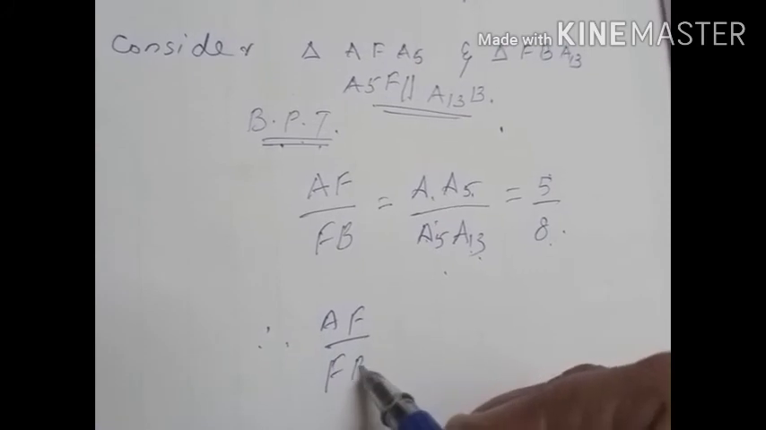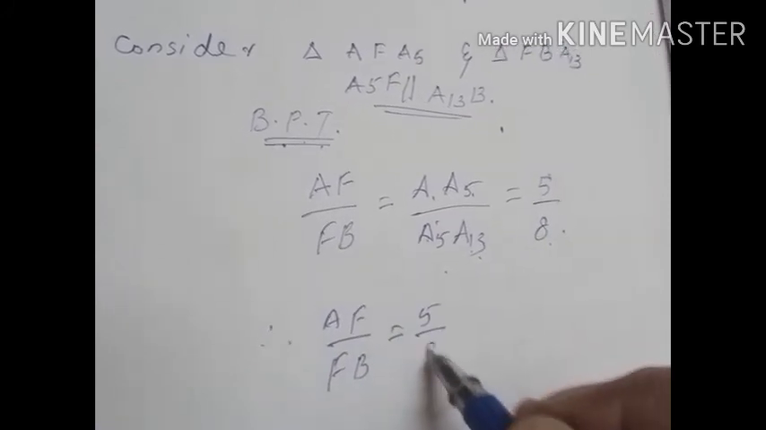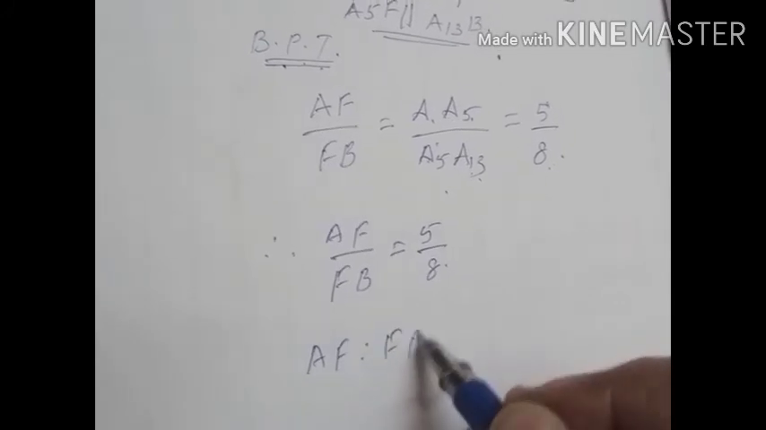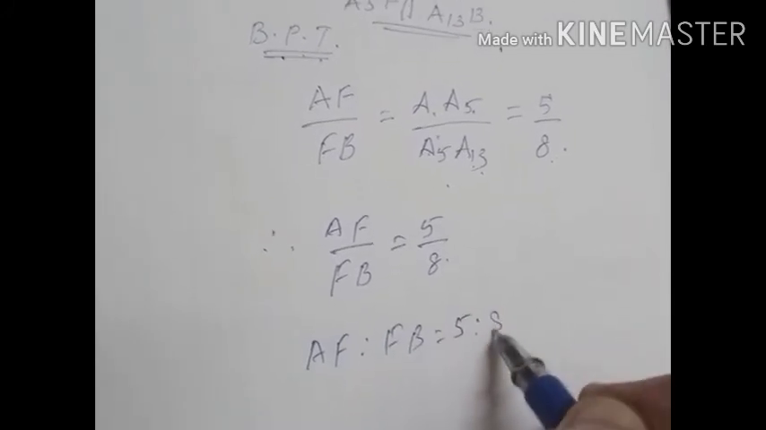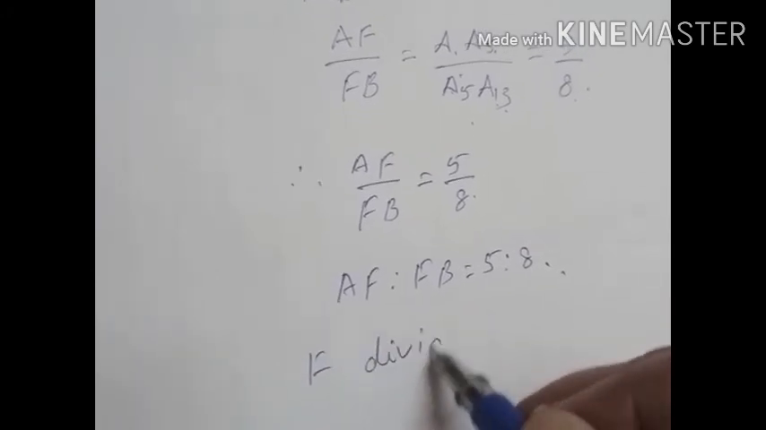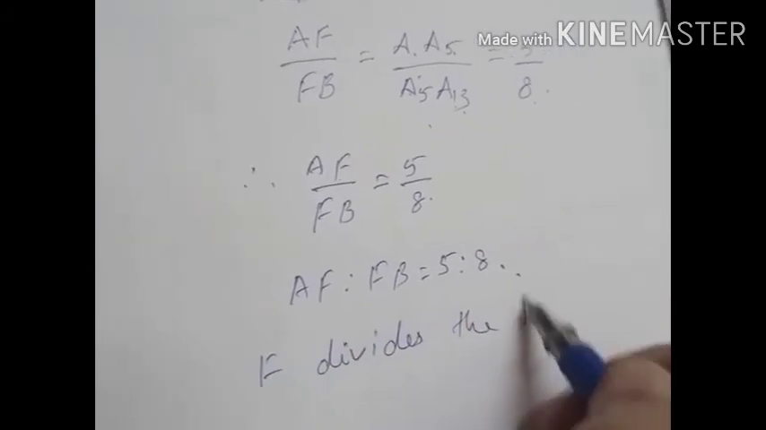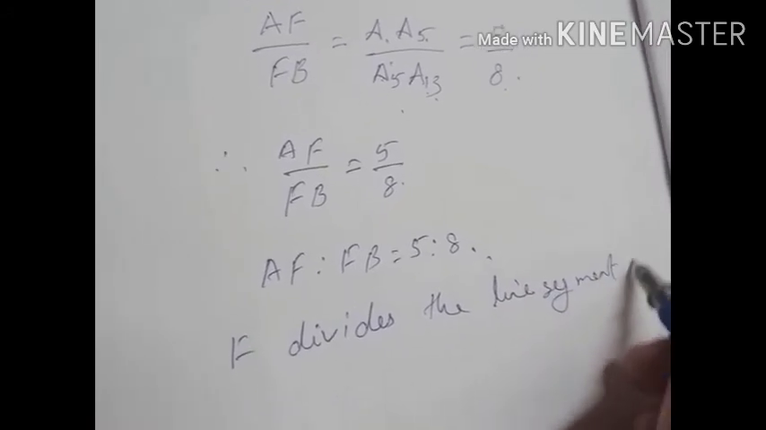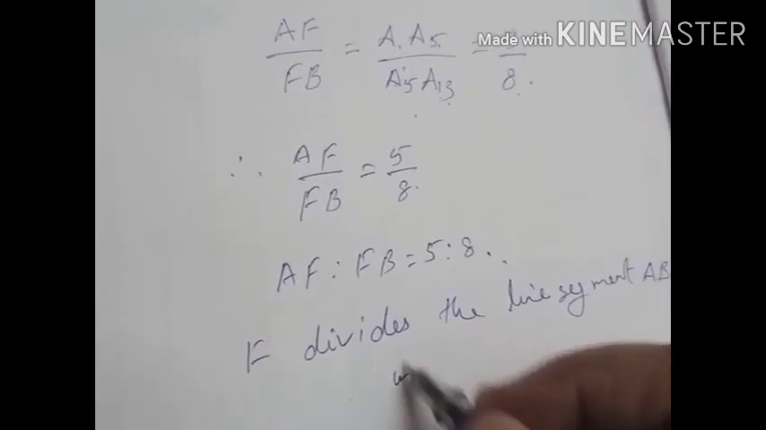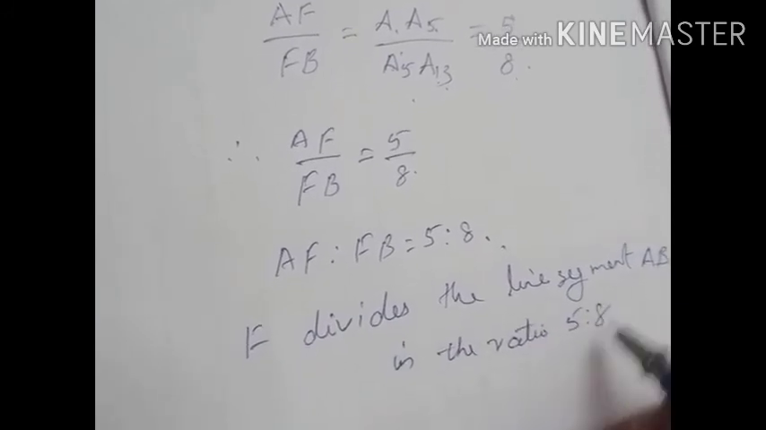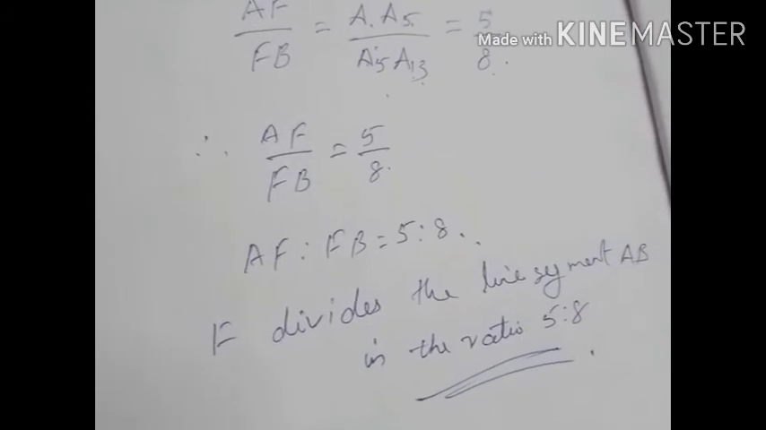Therefore, what can we write? AF by FB equal 5 by 8. Therefore AF is to FB equal 5 is to 8. That means F divides the line segment AB in the ratio 5 is to 8. Hence it is justified.